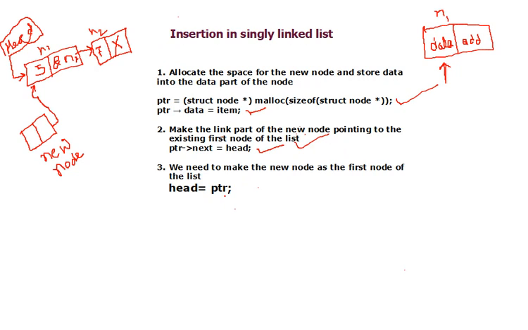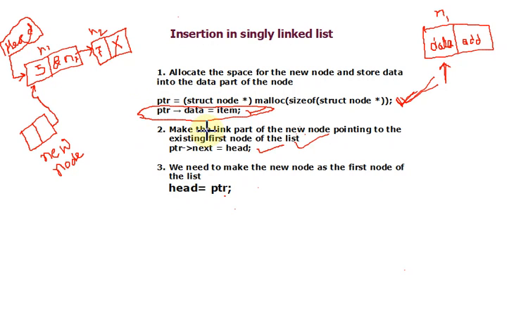So we need to mention only 3 points. We need to allocate the space for the new node. At first, we are allocating the space for the new node. Using this line of code, we can allocate the space for the first node. After the allocation of the space, we are storing the data into the data part of the node. I am storing the data using this line of code.